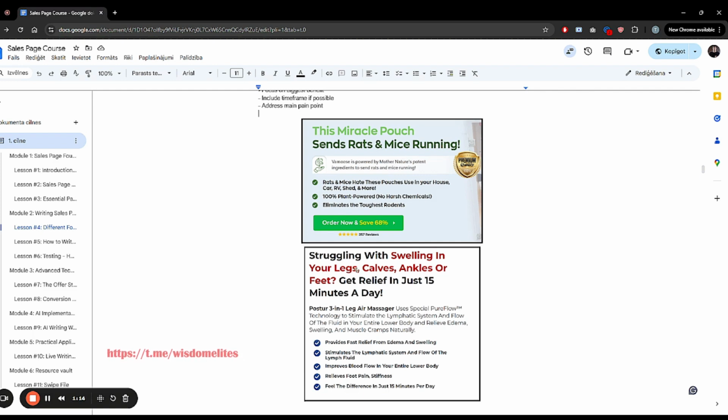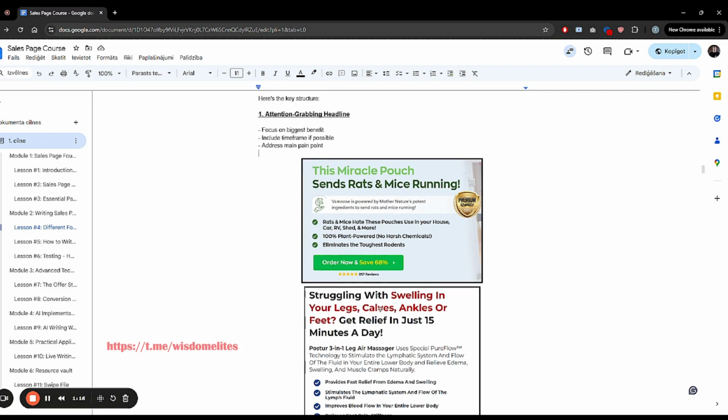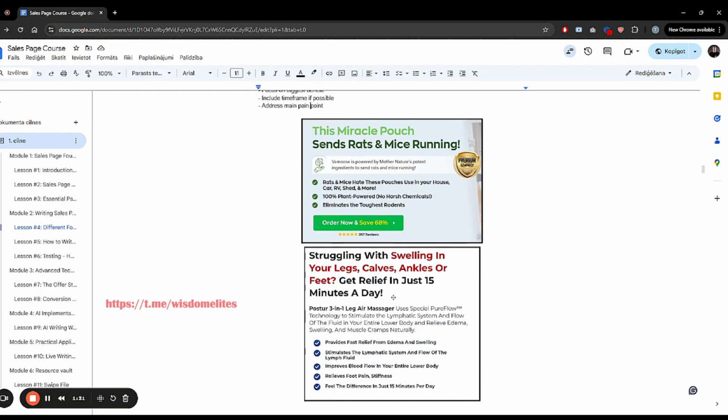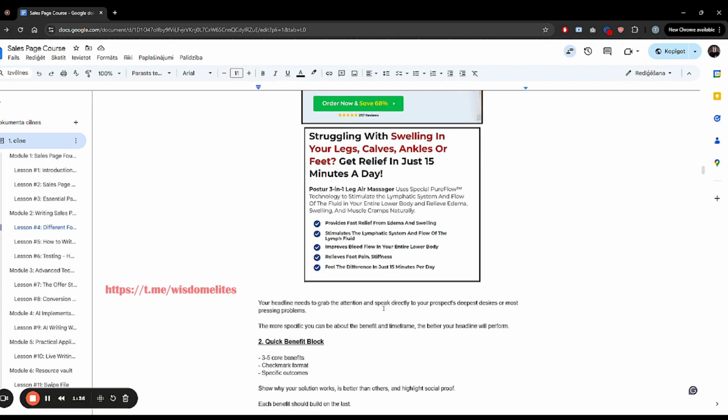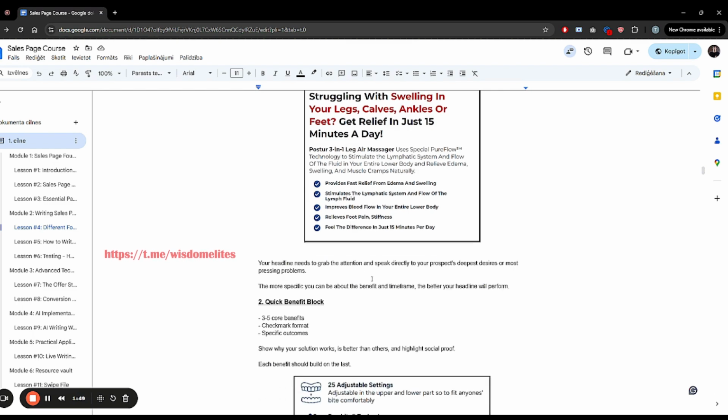Then the next one is: struggling with swelling in your legs, calves, ankles, or feet? Get relief in just 15 minutes a day. So the biggest benefit is that you can get relief. Time frame, 15 minutes a day. And the main pain point is the swelling in your legs, calves, ankles, or feet. Your headline needs to grab the attention and speak directly to your prospect's deepest desires or most pressing problems. The more specific you can be about the benefit and the time frame, the better your headline will perform.